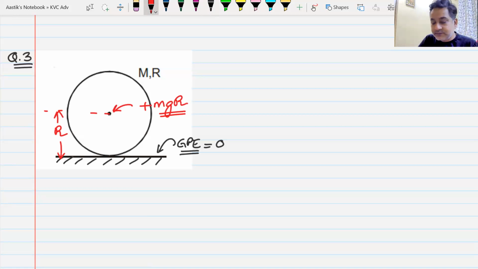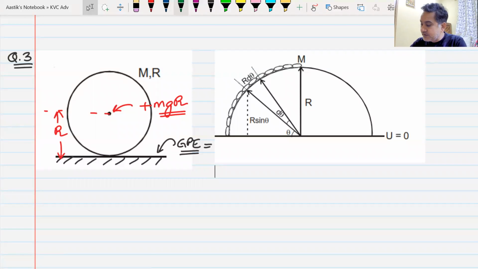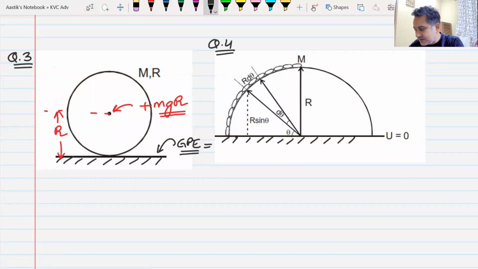What about this one? What will be the gravitational potential energy of this chain? The chain has a mass m, and it is put on a semicircular cylinder. This is ground. The gravitational potential energy of this ground is taken as 0.